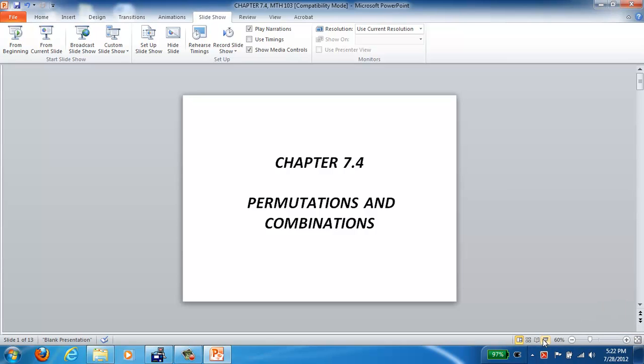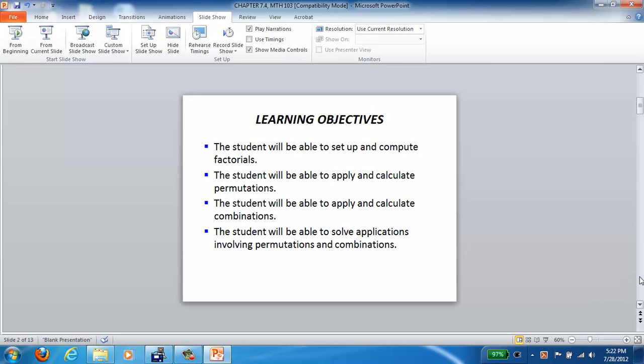We will go through permutations and combinations. This is a small summary of what we will cover in section 7.4. We have to see how to calculate factorials, how to calculate permutations, combinations, and also some applications involving permutations and combinations.